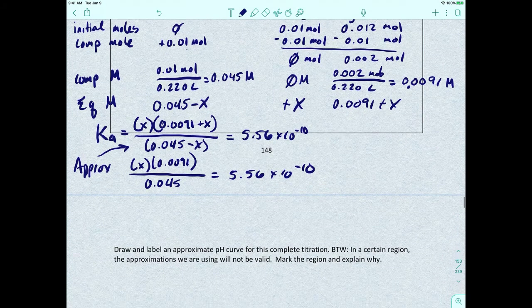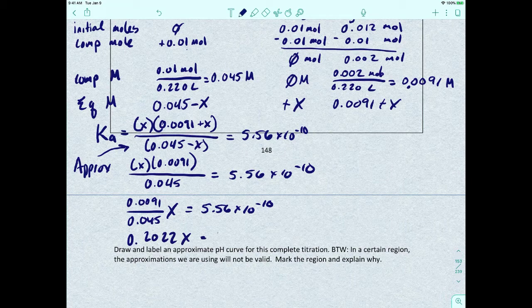Okay, so if I rewrite this a little bit, let's put the X by itself. Let me take the numbers and rewrite this expression here. So we got 0.0091 divided by 0.045 times X is equal to 5.56 times 10 to the minus 10th. If I do that, 0.0091 divided by 0.045 is going to give you 0.2022 X is equal to 5.56 times 10 to the minus 10th.